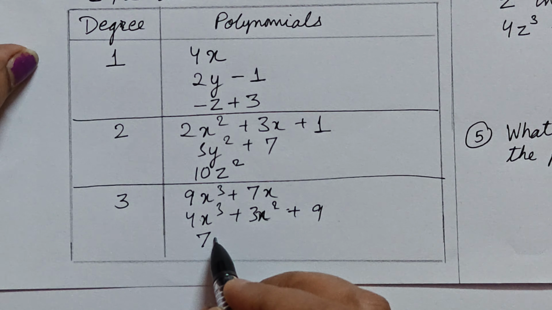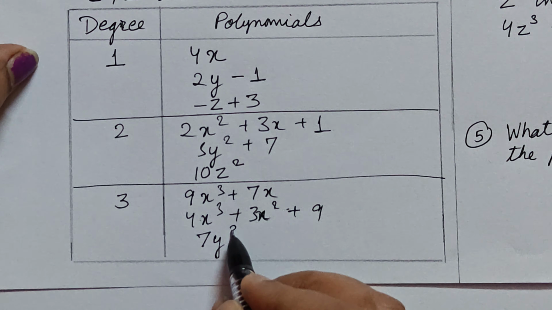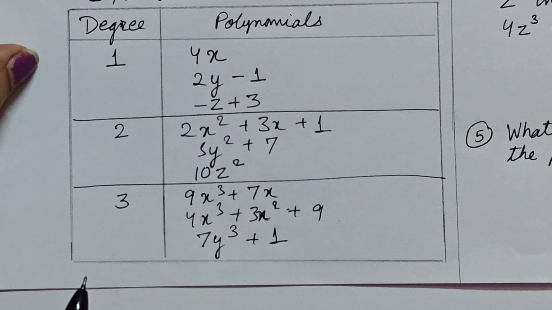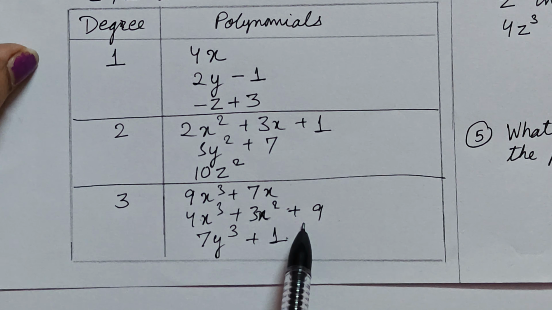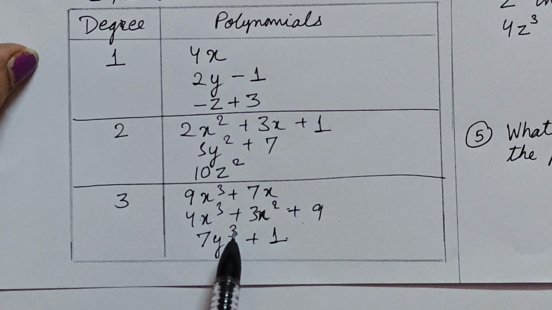Let us write one more example. 7y cube plus 1. So the degree you can see is 3. How? The highest power is 3 here, and here the power is 0. Among 3 and 0, 3 is highest, so the degree of the polynomial is 3. Okay.